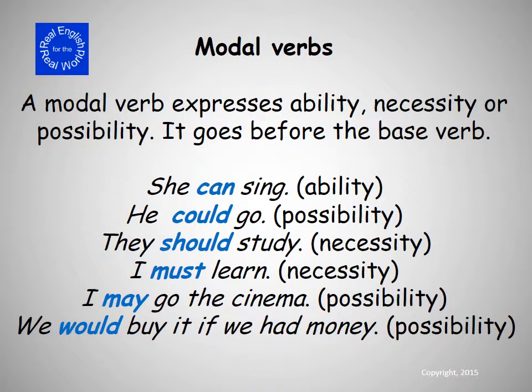Modal verbs. A modal verb expresses ability, necessity, or possibility. It goes before the base verb. She can sing: ability. He could go: possibility. They should study: necessity. I must learn: necessity. I may go to the cinema: possibility. We would buy it if we had money: possibility.